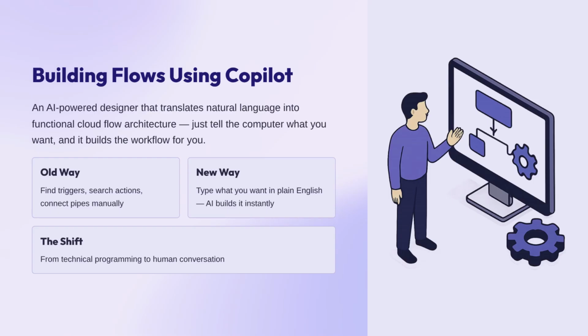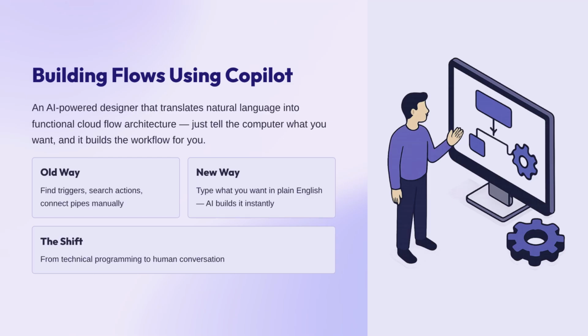The formal definition of Copilot for Power Automate is an AI-powered designer that uses large language models to translate natural language descriptions into a functional cloud flow architecture. In plain everyday English, it means just tell the computer what you want and it builds the workflow for you.